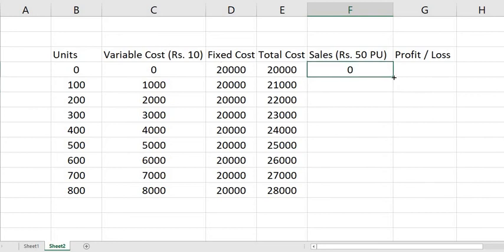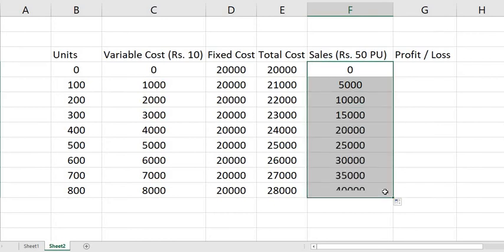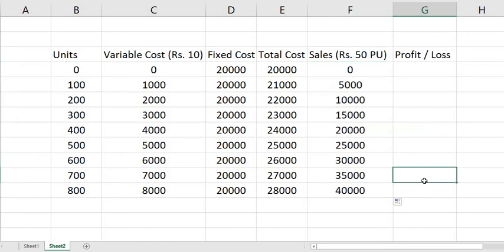And when you produce 100 units, what will be the situation? You will get 5,000. How do you get that? 100 into rupees 50. And like that, you will get various levels of sales. So when you produce 800 units, your sales value is rupees 40,000. How do you get this? 800 into rupees 50, you get rupees 40,000.